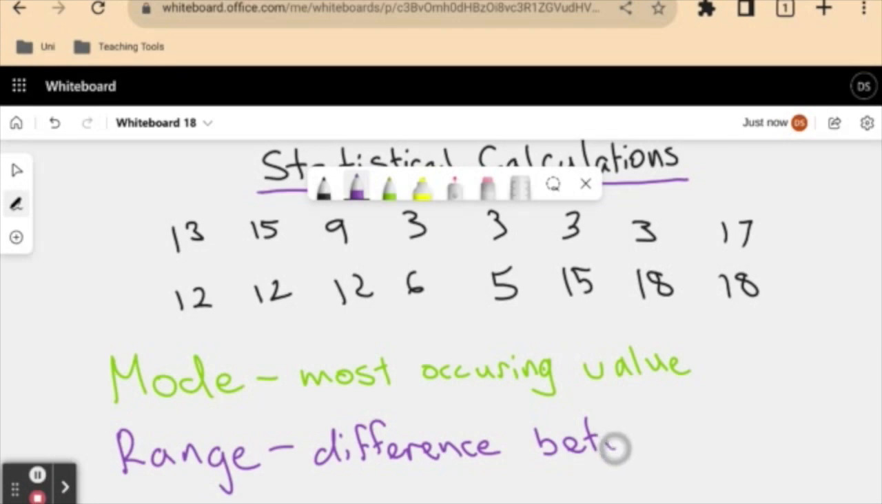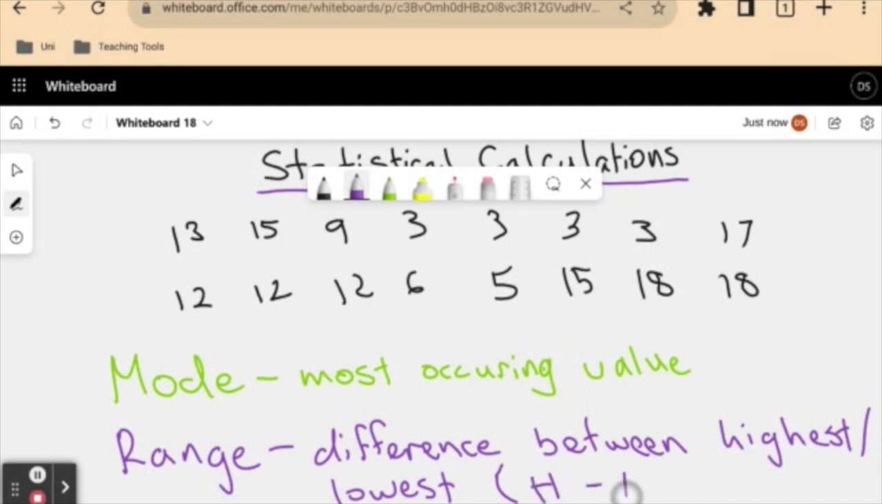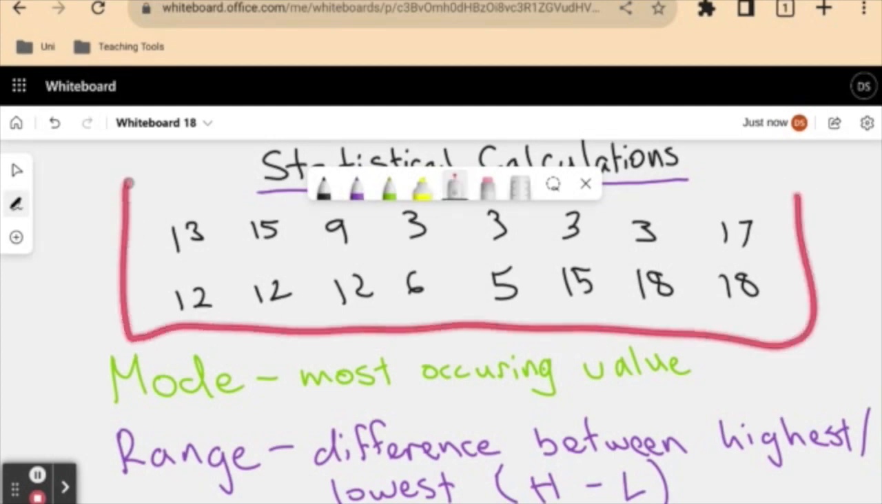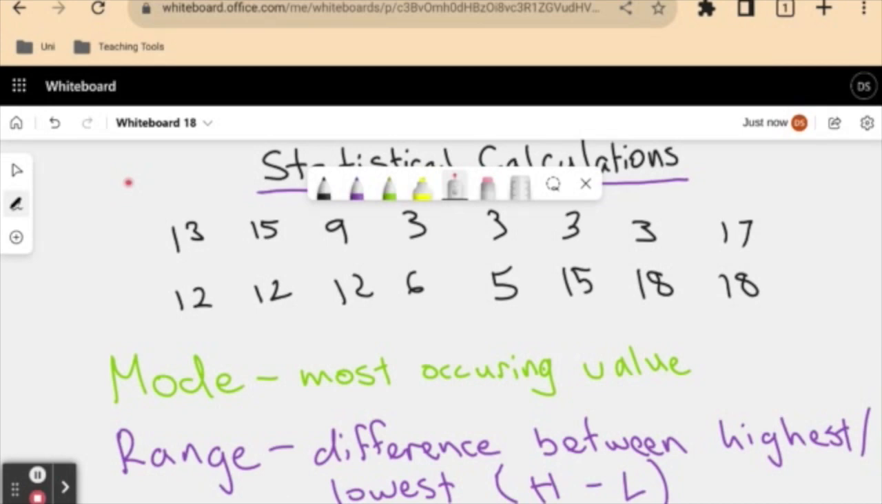between highest slash the lowest. So we can also look at this as, in brackets, we'll write H for highest minus L, which is the lowest. As I'm saying these things, you may already be subconsciously calculating these in the data set that I've presented. And if you're doing that, that's great. If you want to just listen first and then work through it with me, that's absolutely fine too.